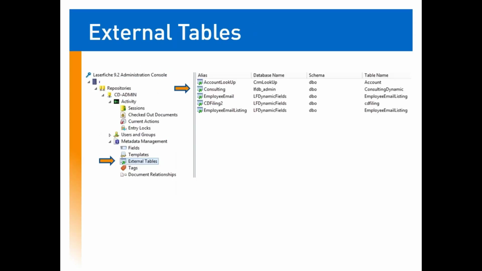All right, so let's take a look at some of this data and how we would control that. First thing I want to talk about are external tables. This is one of those features that I try to get everybody excited about during our sales process: being able to have real-time drop-down lists in our indexing.